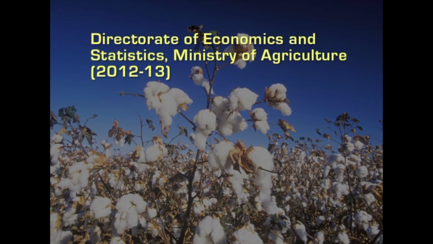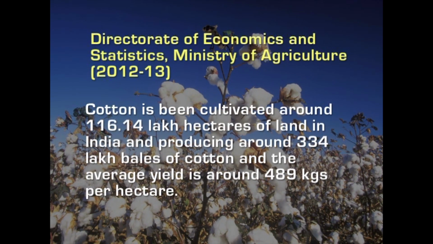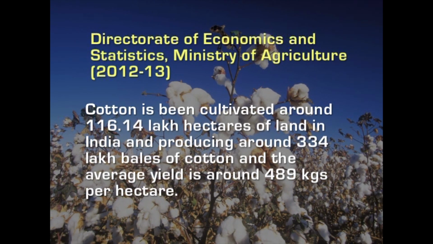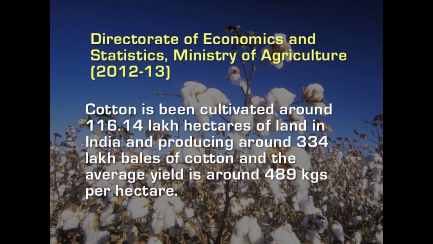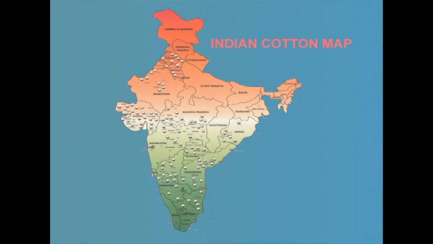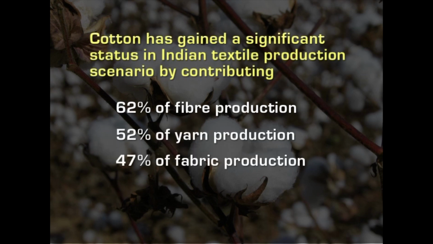As per the recent reports of the Directorate of Economics and Statistics, Ministry of Agriculture, for 2012-13, cotton is being cultivated on around 116.14 lakh hectares of land in India, producing around 334 lakh bales of cotton, and the average yield is around 489 kgs per hectare. Cotton is grown in 10 major states in India: Gujarat, Maharashtra, Andhra Pradesh, Haryana, Madhya Pradesh, Punjab, Rajasthan, Karnataka, Tamil Nadu and Orissa. Cotton has gained a significant status in total textile production in India by contributing around 62% of fiber production, 52% of yarn production and around 47% of fabric production.